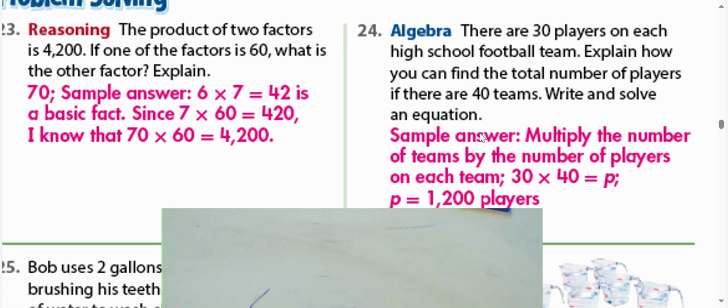Question number 24. There are 30 players on each high school football team. Explain how you can find the total number of players if there are 40 teams, and write and solve an equation. We can multiply 30 by 40 like this. We have double 0 here, and 3 times 4 equals 12. And the result will be 1,200. Next question.